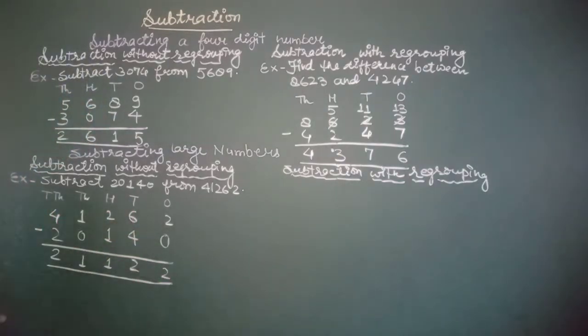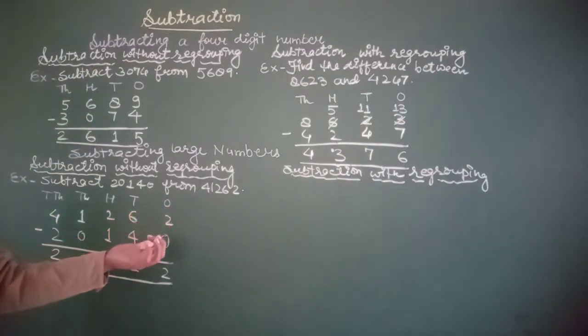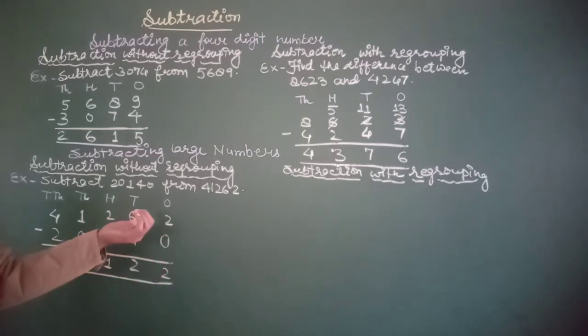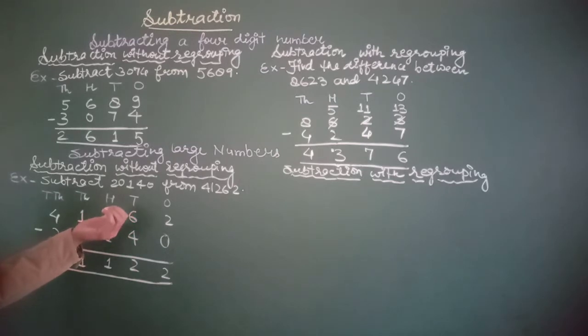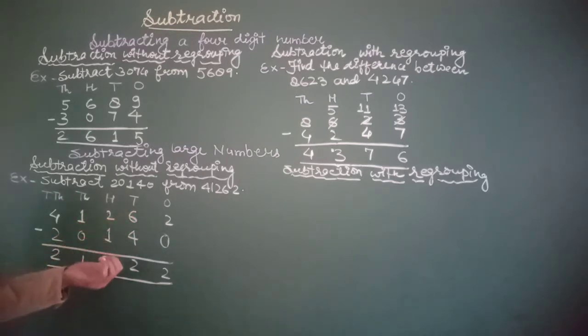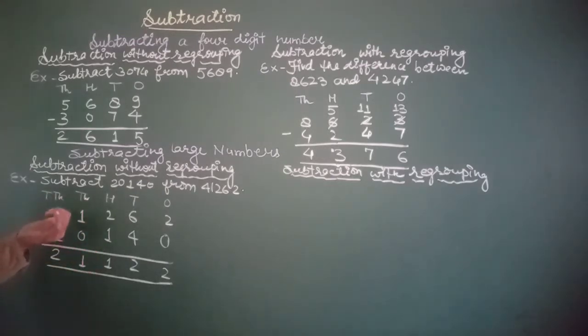Firstly, we have to subtract the ones. So 2 ones minus 0 ones, that is 2 ones. Now subtract the tens. 6 tens minus 4 tens, that is 2 tens. Now subtract the 100s. 200 minus 100, that is 100. Now subtract the 1,000s. 1,000 minus 0,000, that is 1,000. And now subtract the 10,000s, that is 4 10,000 minus 2 10,000, that is 2 10,000.